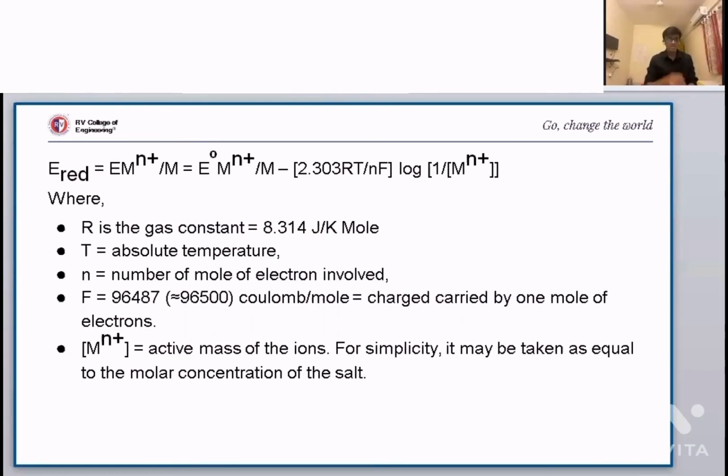So the equation is E reduction is equal to E naught, that is the standard electrode potential of the metal ion upon the metal, minus 2.303 RT upon nF into log 1 upon M raised to the power n plus. So basically, R is the gas constant, T is the absolute temperature, n is the number of moles of electrons involved, F is the Faraday constant, while M n plus is the active mass of the ions.